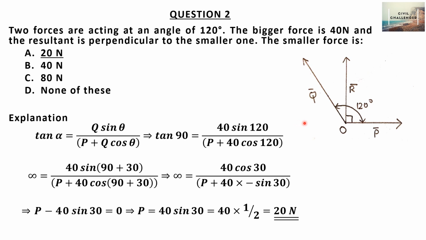Okay, so simplifying, we'll get infinity, because tan 90 is equal to infinity, and infinity is equal to 40 sin 90 plus 30 divided by P plus 40 cos 90 plus 30, because 120 can be written as 90 plus 30. Okay, now applying the reduction formulas in trigonometry, we will get infinity is equal to 40 cos 30 divided by P plus 40 into minus sin 30, because sin 90 plus 30 is equal to cos 30, and the value of sin is positive in the second quadrant. Therefore, it's positive cos 30.